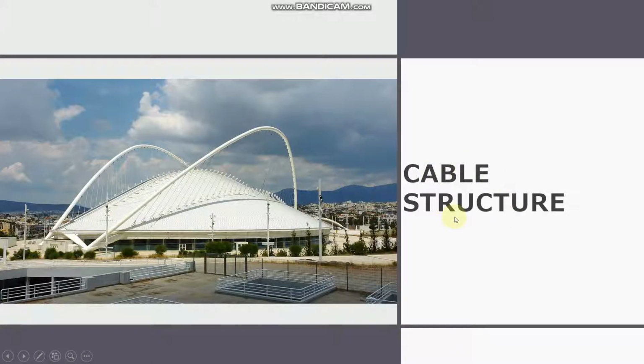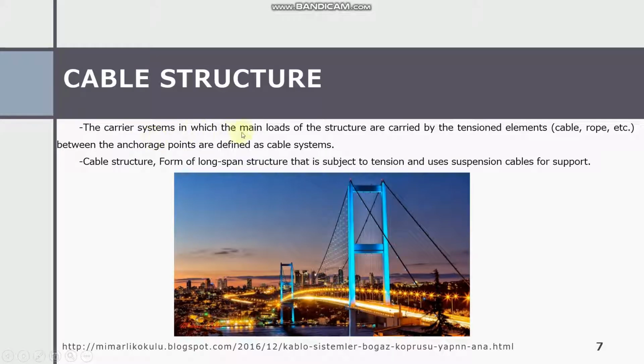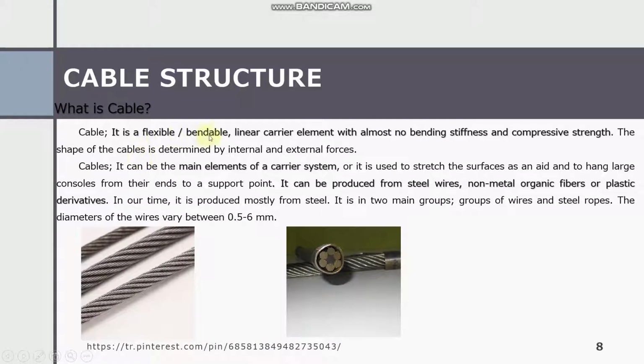Here are the cable structures. The carrier system, in which the main loads of the structure are carried by the tension element between the anchorage points, is defined as a cable system. Cable structure is a form of long-span structure that is subject to tension and uses suspension cables for support. A cable is a flexible, bendable, linear carrier element with almost no bending stiffness and compressive strength. It can be the main element of the carrier system, also used in cable structures.